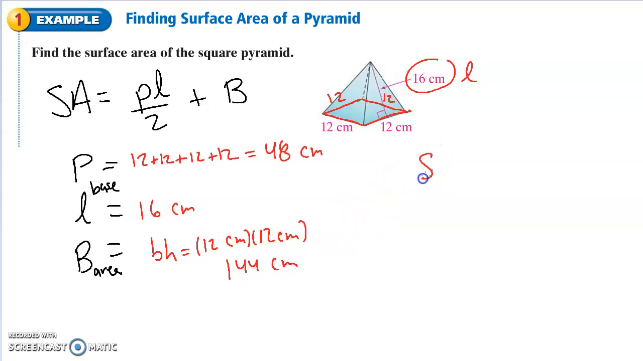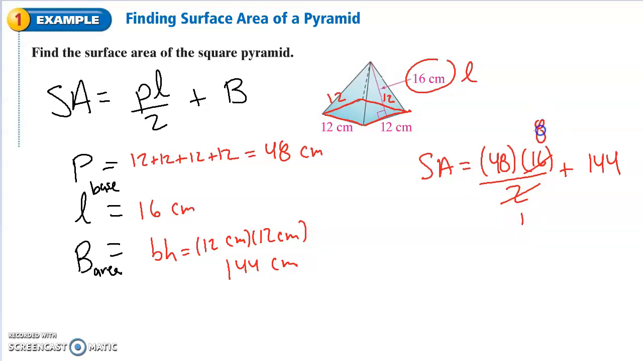So the surface area is going to be, just plugging all of this stuff in, 48 times 16 divided by 2 plus the area of the base, which is 144. Now notice we only have one base in the problem, so we only have one base up here. Does anything cross cancel? Yeah. We got a 2 and a 16 becomes a 1 and an 8.